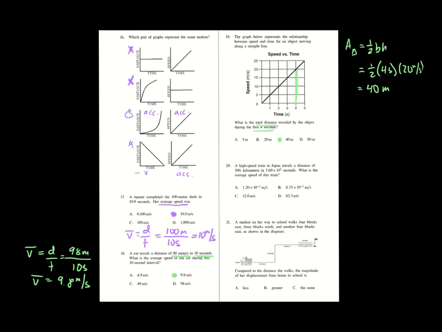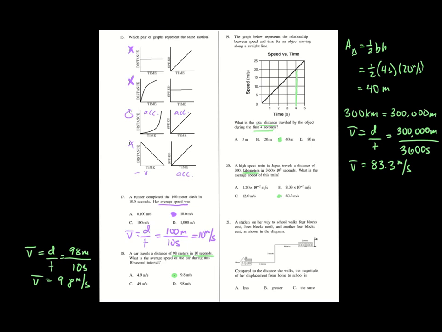Alright, number 20. A high-speed train in Japan travels a distance of 300 kilometers in 3.6 times 10 to the third seconds. What is the average speed of this train? So key thing, you need to pay attention to the units, kilometers. So 300 kilometers equals 300,000 meters. Because kilometers is big. 1 kilometer is 1,000 meters. So average speed, d over t, 300,000 meters over 3.6 times 10 to the third, which is 3,600 seconds. So this is going to be 83.3 meters per second.